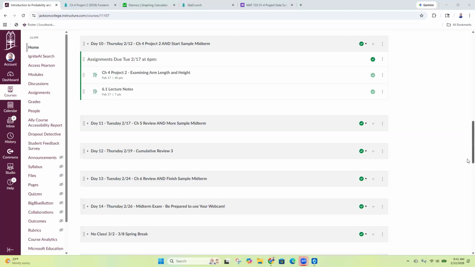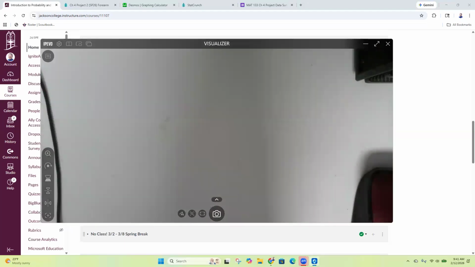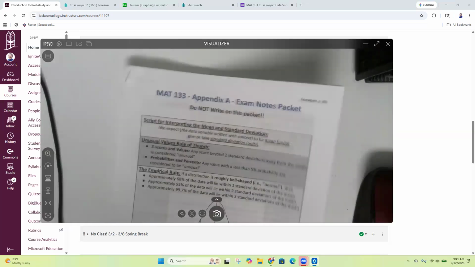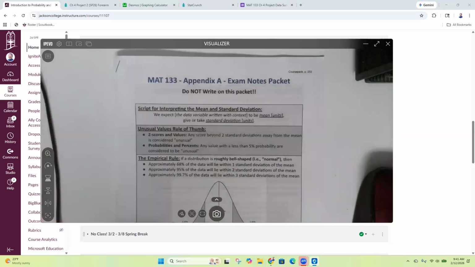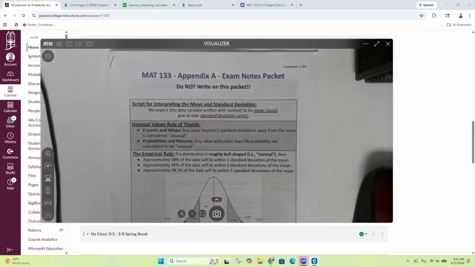Anyway, so how do we pass the midterm? What can you have with you? You are allowed to have your exam note packet, which starts on page 253. It should be yellow. Mine is not yellow, but you're allowed to have this whole packet with you. You are also allowed to have an 8.5 by 11 piece of paper, front and back, with whatever you want written on it.